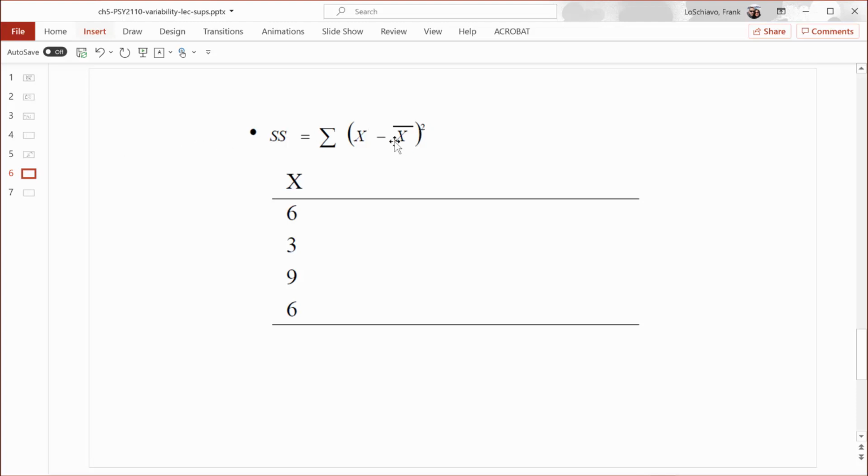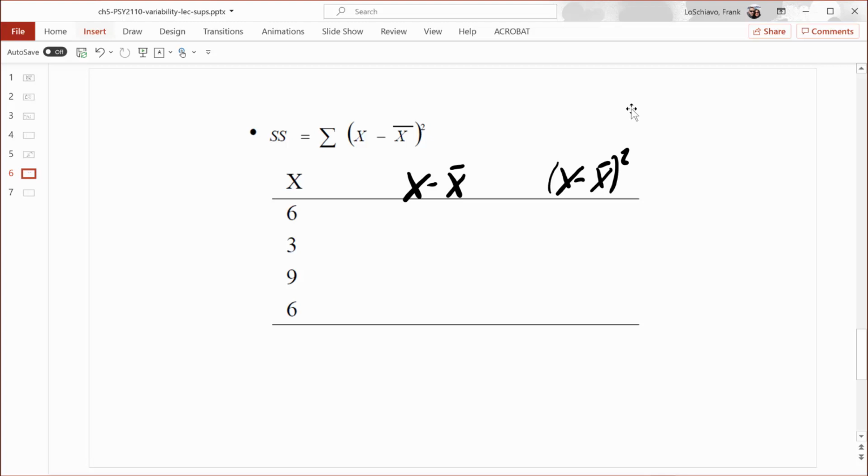Just by looking at the formula, I can already put together a plan for what I'm going to need to do. I'm going to need to compute these deviation scores, so I might as well have a column for deviation scores, x minus x bar. That's how much every single score differs from the sample mean. And then before I sum anything up, I need to take those deviation scores and square them. So let's have another column, x minus x bar, those are the deviation scores, squared.